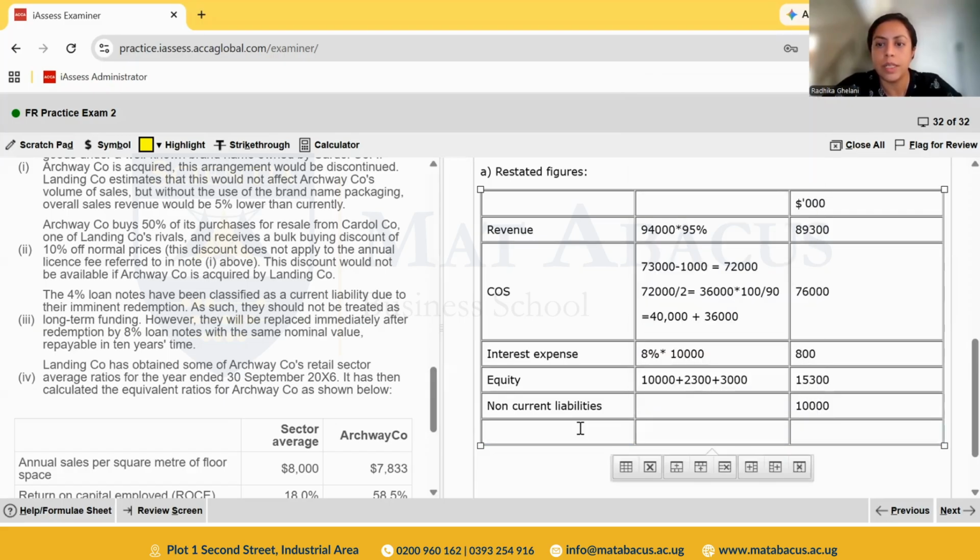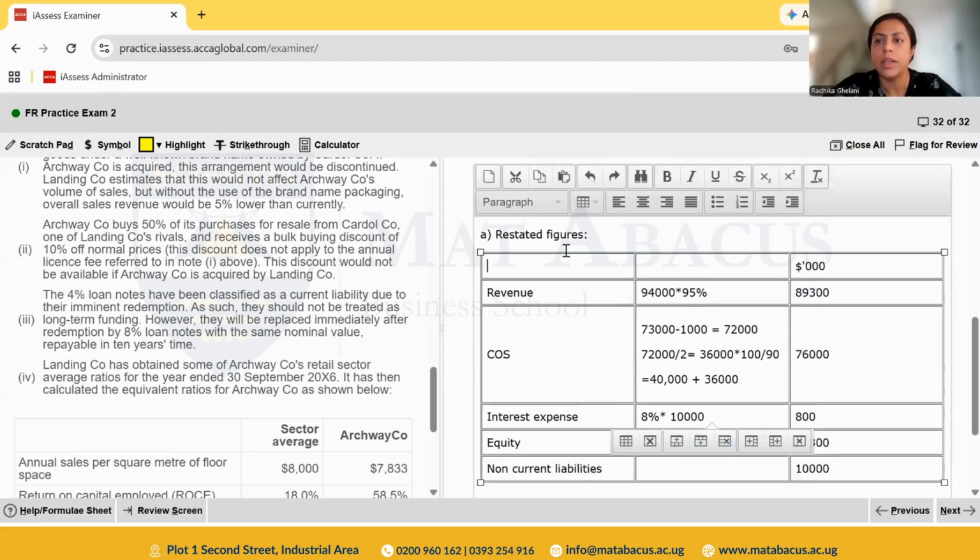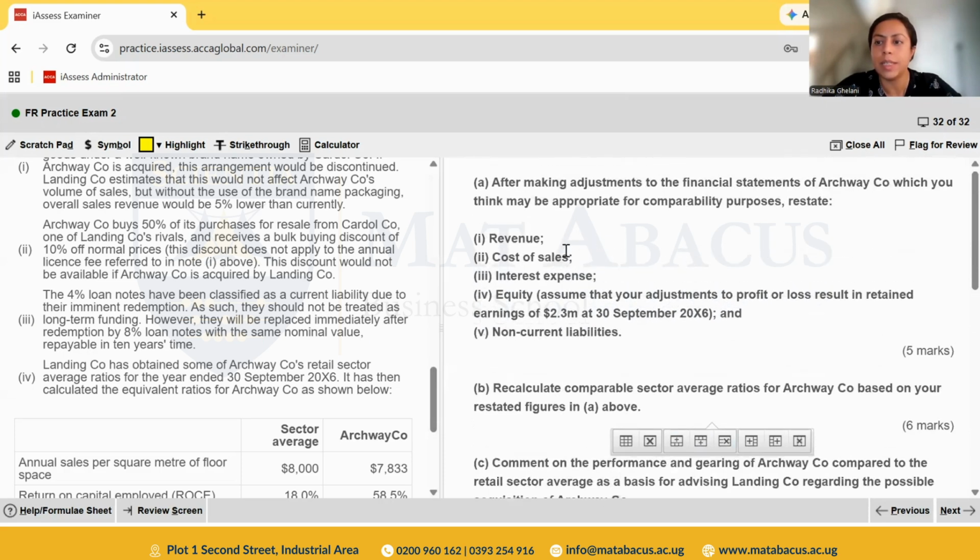Okay, it's not letting me delete that. Delete row. We don't need that row. Okay, so we're done with part A with our restated figures.